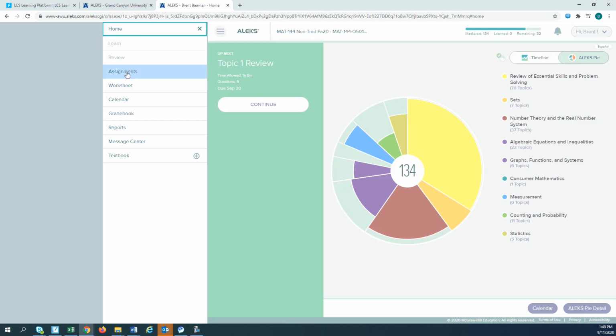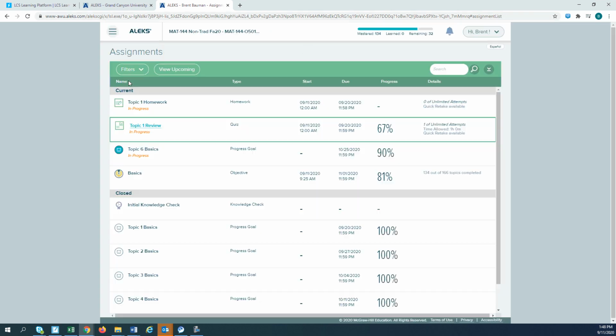You have your homework and your review each week. So if we use that to get to our assignments, you have your topic 1 homework that is your current, and your topic 1 review. Your basics, notice that it says topic 6, so this is like you're in week 6 of it. So technically you could leave this alone until week 6 and then finish it up. But I suggest just getting it done.